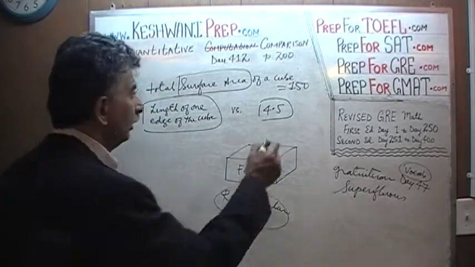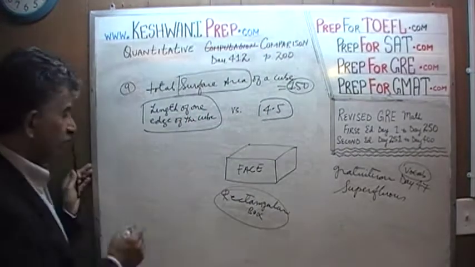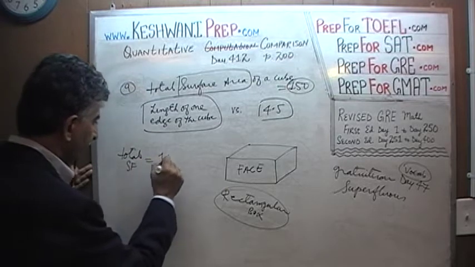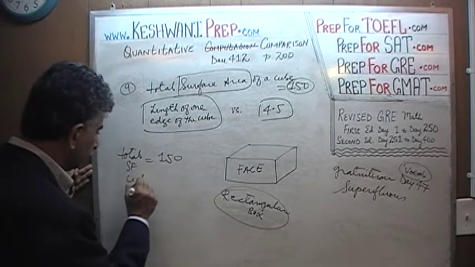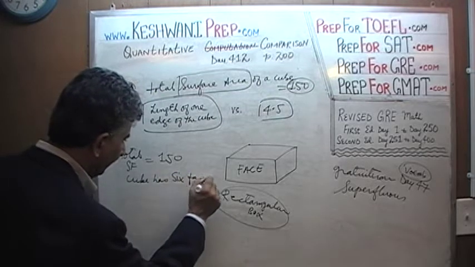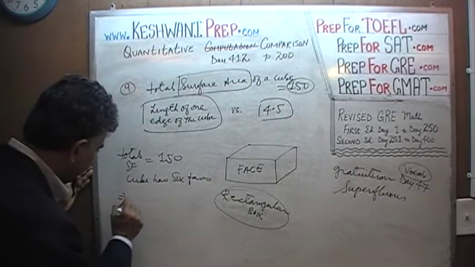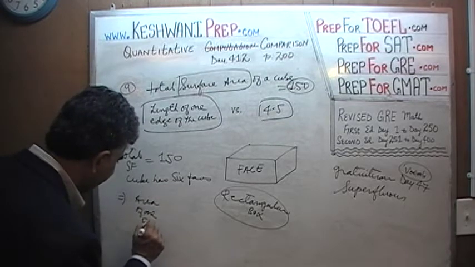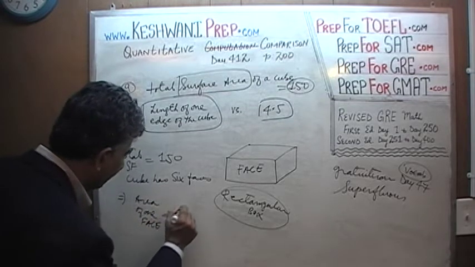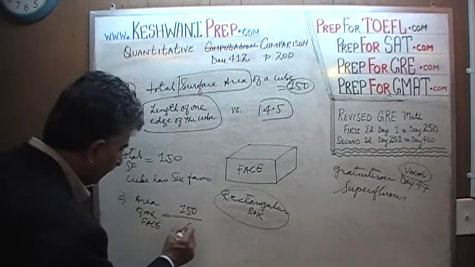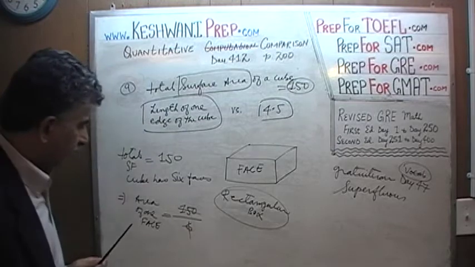And we are told that the total surface area is 150. A cube has six faces. So that implies that the area of one face is going to be 150 divided by 6, which is going to be 25.